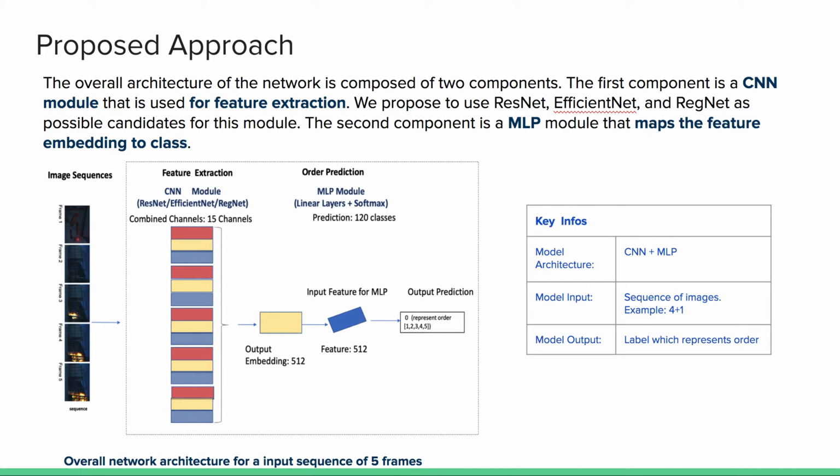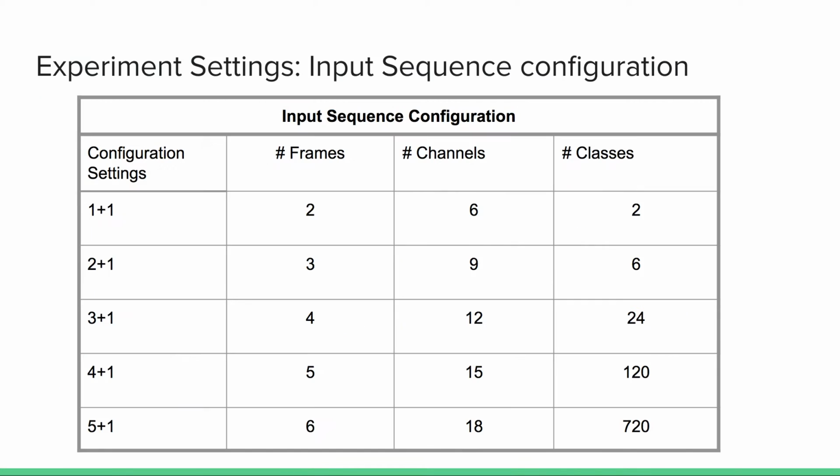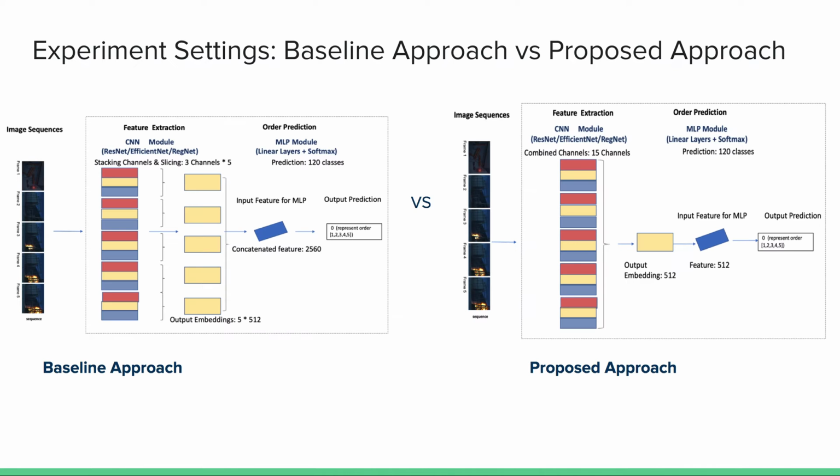Here is our proposed approach. The overall architecture of our network is composed of a CNN, which is used for feature extraction, and a multi-layer perceptron that maps the CNN output to the predicted order. The novel aspect of our architecture is that for the CNN module, instead of passing the images in the input sequence one by one to the CNN, we stack all the input image channels together and treat it as one single input and pass it to the CNN. Here are the input sequence configurations tested in our experiments, from 1+1 to 5+1.